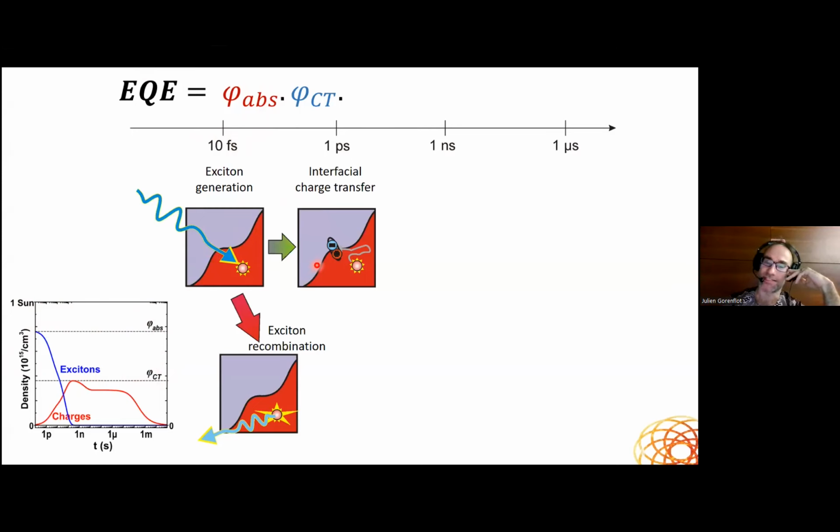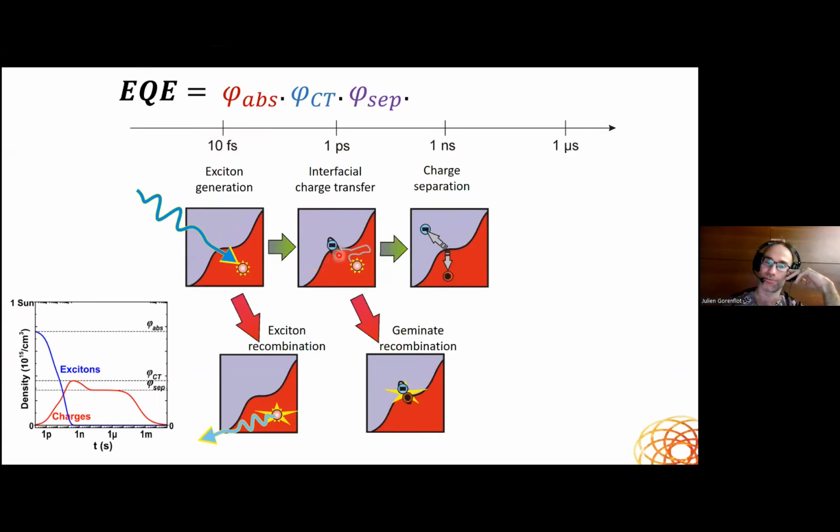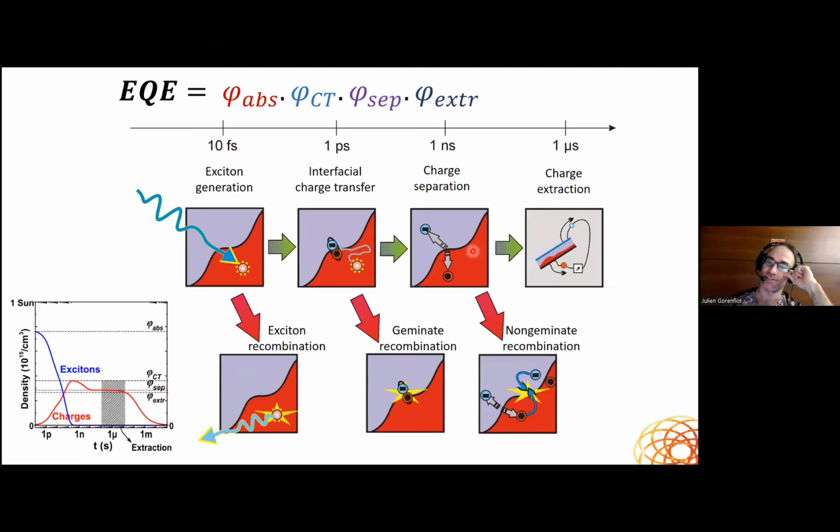Once you have those charges at the interface, bound by the Coulomb bond, to bring them away from each other, you may also lose some to recombination, and you will also see that from the evolution of your charge density. And finally, of course, the charges, once they're separated, still need to live long enough to be extracted. And that would be your extraction yield. So that's really all the yields you can get from transient absorption. And as you can see, this graph here is really going to be our grail in our methodology. We try to get this graph.